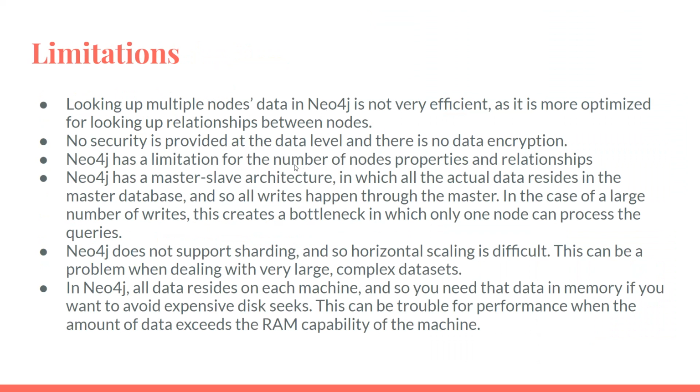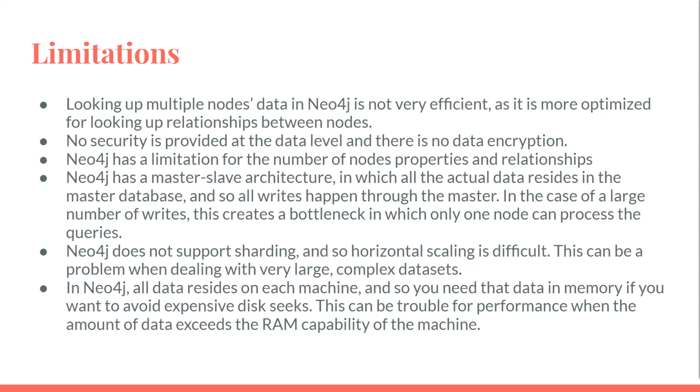Now onto some of the limitations of Neo4j. Looking up multiple nodes in Neo4j is not very efficient, as it is more optimized for looking up relationships between nodes. So a relational database would be better if you're trying to look up many, many different nodes. There is no security at a data level because there is no data encryption. So sometimes security can be an issue using a graph database.